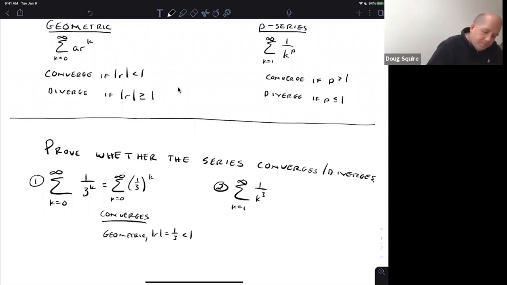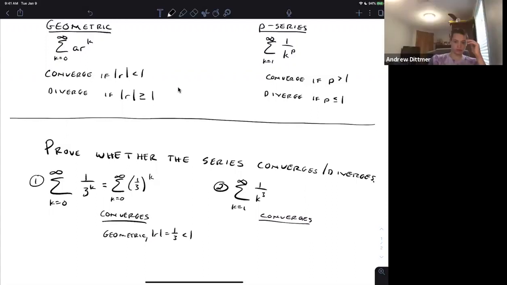On number two, we're going to say this converges. We know that it converges because it's what type of series? Is this a geometric, is this a P series, or is this something else? P series. So we say that it's a P series.